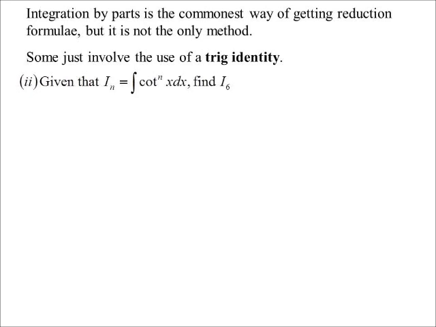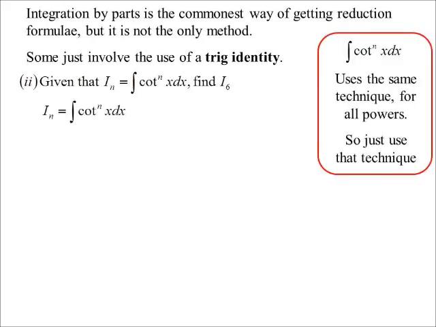You can get away with trig identities. Cot to the power of n. Remember, when we were doing tan and cot, we used the same technique regardless of the power. So we'll just use that technique. We won't use integration by parts. So in we want to find the integral of cot to the power of n.